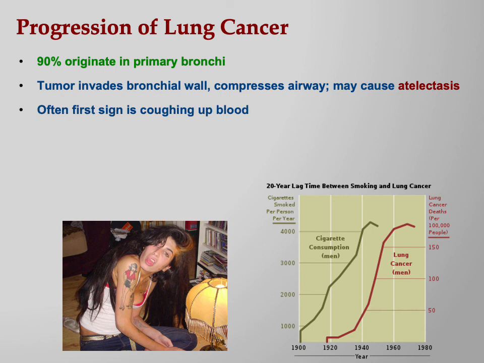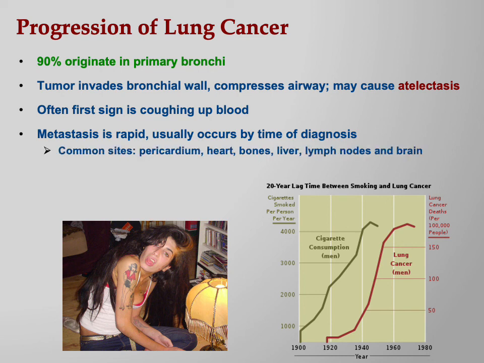Often the first sign is coughing up blood, like poor Amy there. Oh gosh, that was so sad. She's such a great singer. She was coughing up blood before she died. Metastasis is rapid and usually has occurred by the time of diagnosis. Usually by the time they diagnose this, it's too late. Common sites are the pericardium, heart, bones, liver, lymph nodes, and brain. That's where the cancer spreads to.